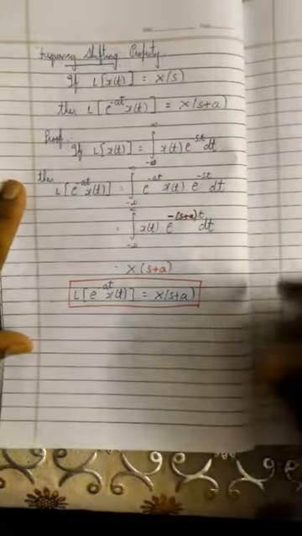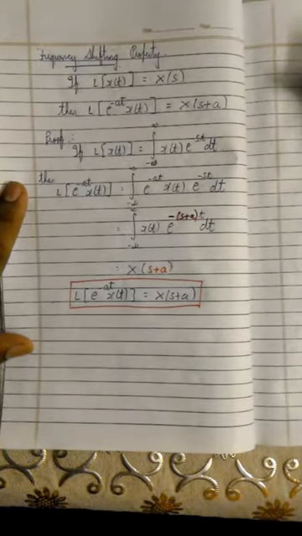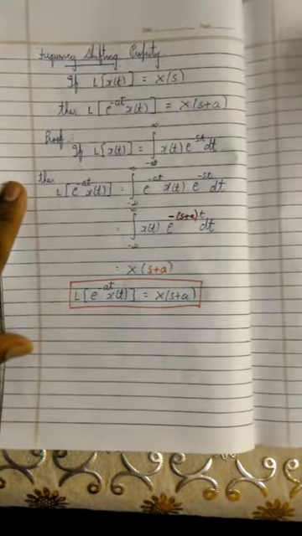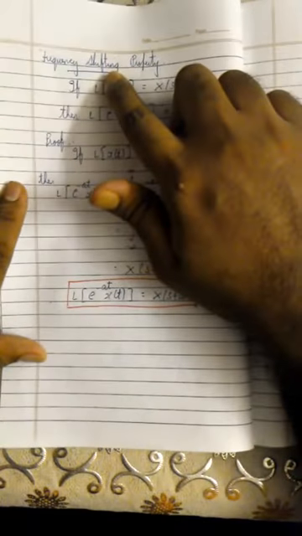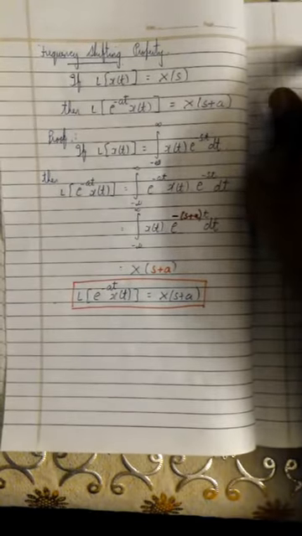For the next property, you are going to learn the frequency shifting property. Last time you learned about the time shifting property. In the time shifting property, the shift takes place in the time domain. In the frequency shifting property, the shift takes place in the frequency domain. So let's look at the property.